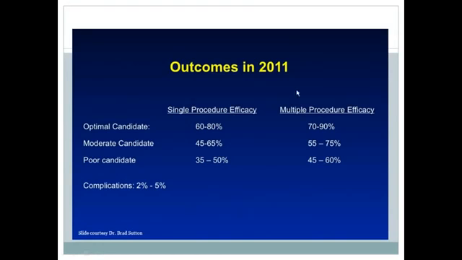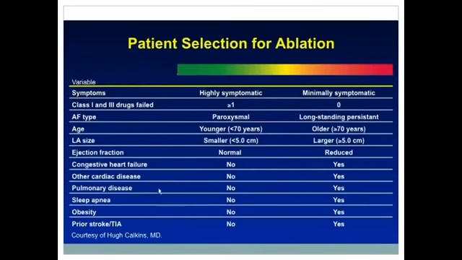So outcomes by 2011, again, single procedure, multiple procedures in an optimal candidate, much better than in a moderate and a poor candidate. We talked about it. Complication rates are more towards 5%. Patient selection: highly symptomatic is what you want to treat. If you're not symptomatic, you don't need any of these. Minimal symptoms, okay, less so, and then, you know, all the classic risk factors. The sicker you are, the more abnormal your heart is, the worse it is.